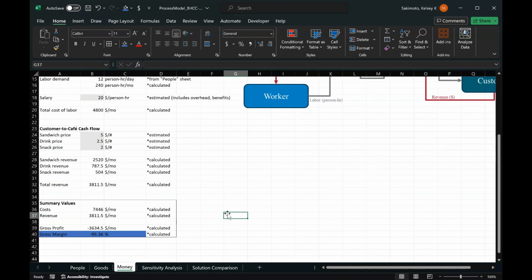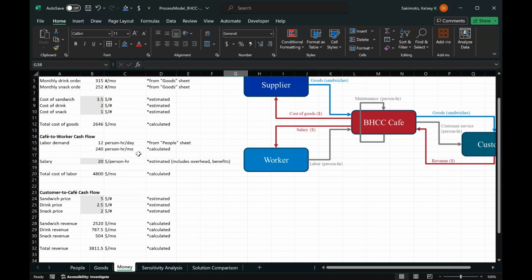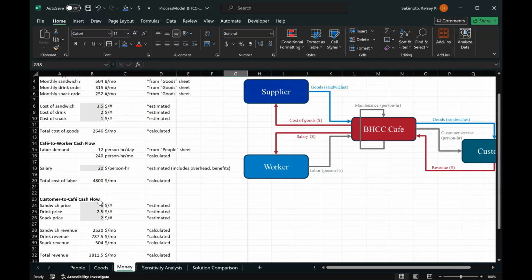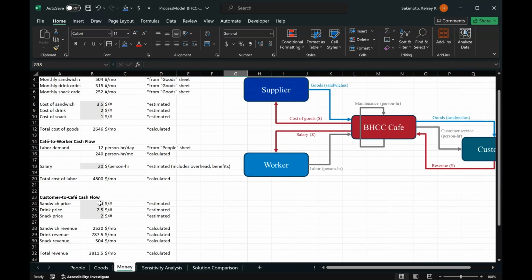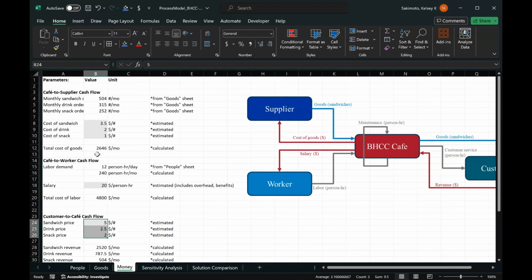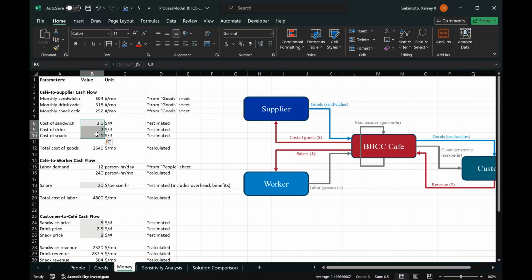Now, one thing we can do with this model is not just measure the current state of affairs, but we can try to understand what are the main factors that dictate this gross margin. We estimated many things, and we have control over many different parts of this model. We, as the cafe, can set the price of each of these products, how much a sandwich costs, how much a drink costs, how much a snack costs. We may be able to set things like how much we spend purchasing each of these things.